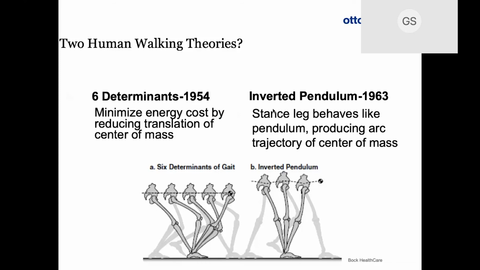But there's actually another one that was a little bit later than 1954 with Vern Inman. And this one talks about, in 1963, the inverted pendulum, saying that the stance leg perhaps behaves more like a pendulum. And not only is this oscillation of the hip joint or center of gravity necessary, but they're actually going to be encouraging it. So this actually helps encourage movement. And so we see evidence of this and other things.